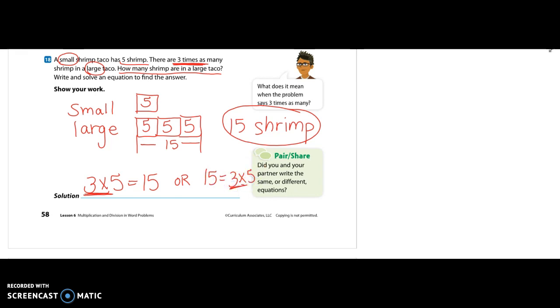Now, some of us would want to write 5 times 3 is 15. While this is true, we know that 3 times 5 and 5 times 3 are the same thing. They have the same product. But in this case, I prefer this equation because it represents that the large taco is 3 times as many as the small. 3 times as many as the small. All right, let's go on to another problem.